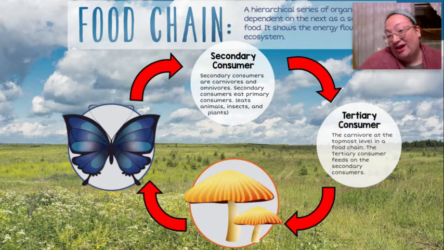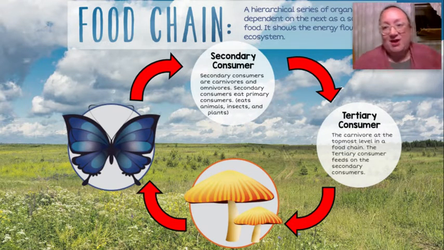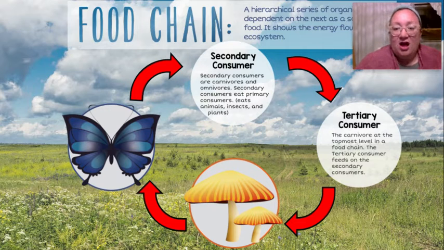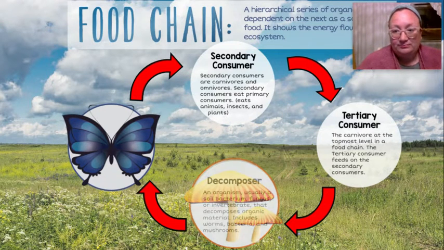A tertiary consumer is the carnivore at the topmost level in the food chain. So think of an eagle, something that's going to be aggressive and really go after their prey. I like to think of tertiary as territorial, that they like to maintain their domain, they're in charge. But they feed on those secondary consumers. So the energy is going to go from the secondary consumer to the tertiary consumer.